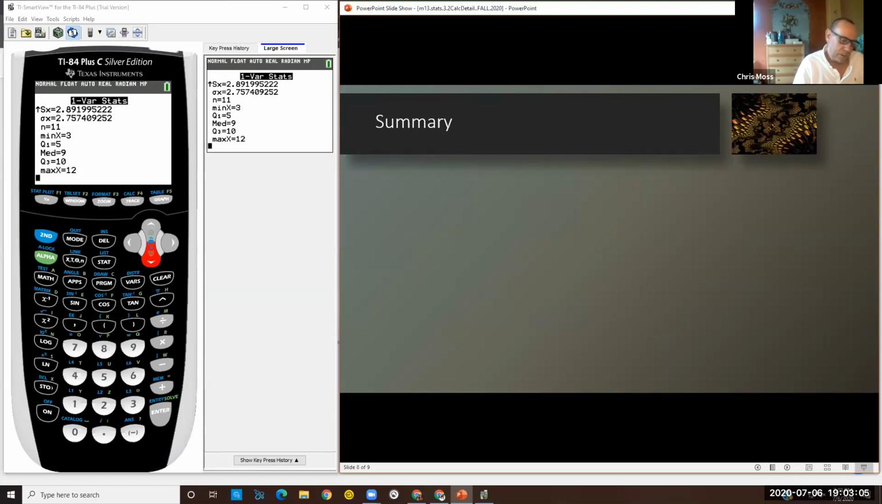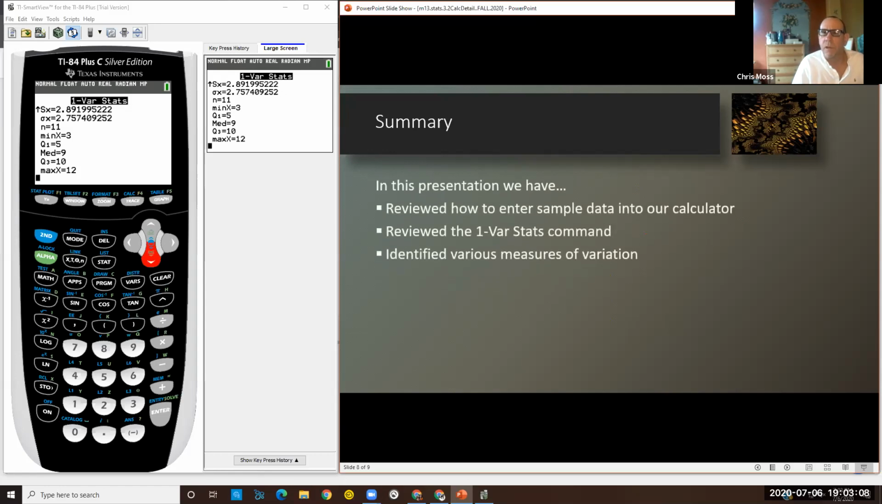So there you have it. We took another quick look at how to enter in data. From here on out, I'll probably just do it and I won't talk through the keystrokes, but you'll probably see me do it most of the time, or I may actually bring the data preloaded. Who knows? We've reviewed how to enter in that data. We reviewed how to use the one variable stats and we've identified and calculated the various measures of presentation, and we grooved deeply upon the appropriate presentation.